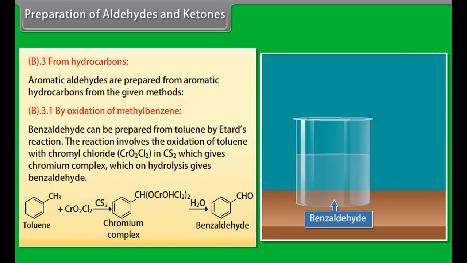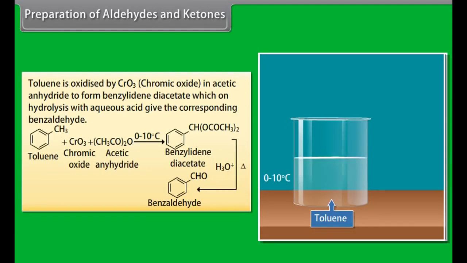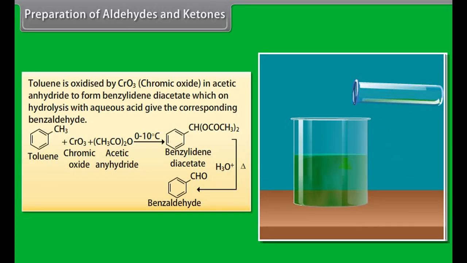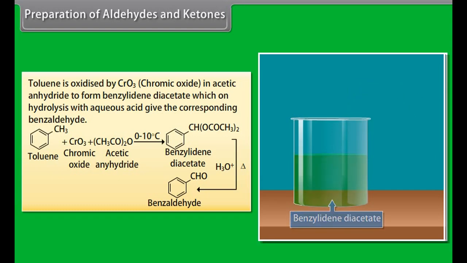Toluene is oxidized by chromic oxide in acetic anhydride to form benzylidene diacetate, which on hydrolysis with aqueous acid gives the corresponding benzaldehyde.